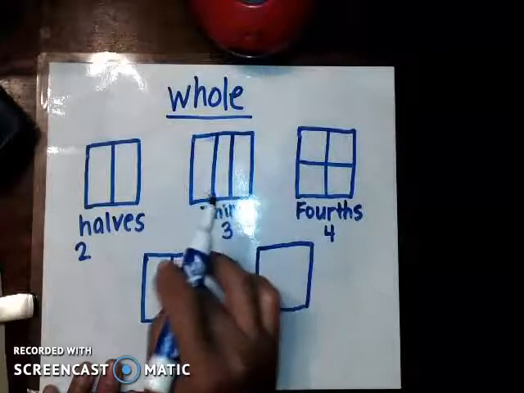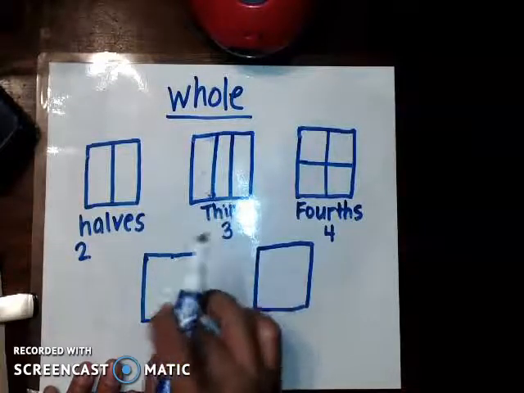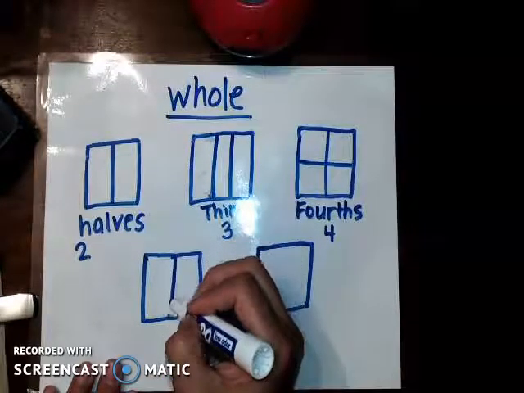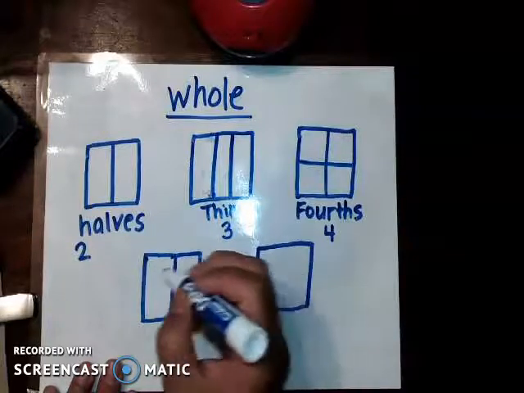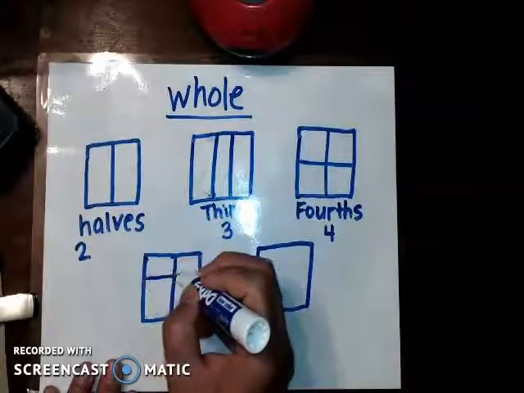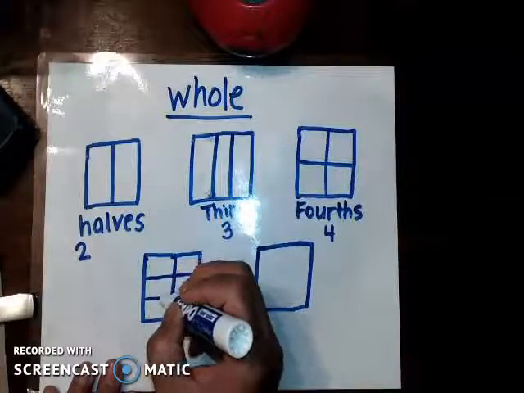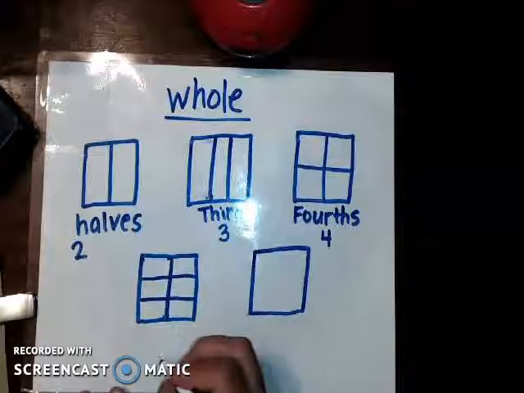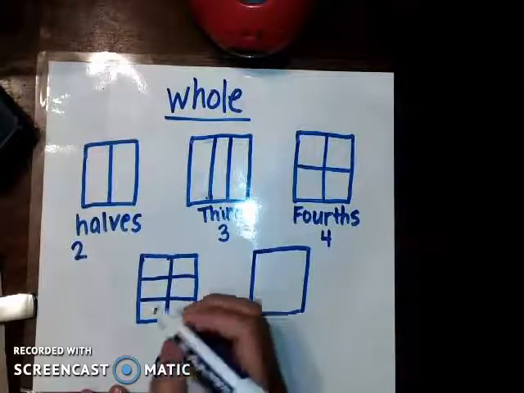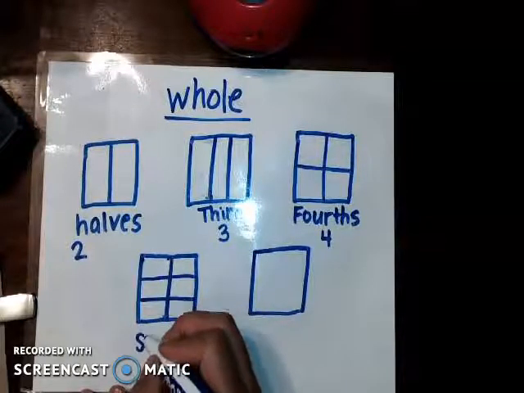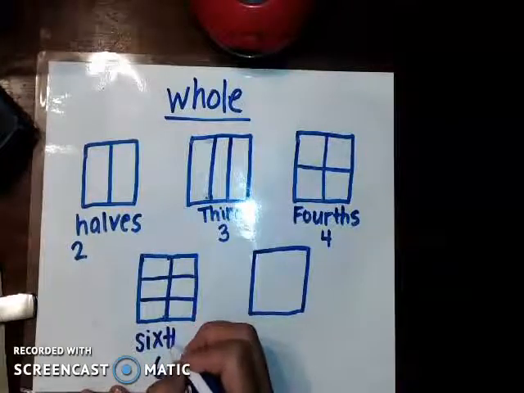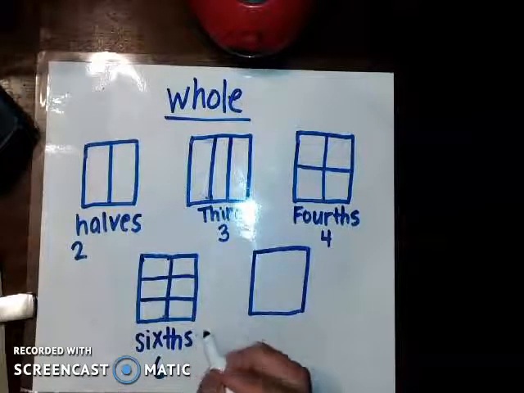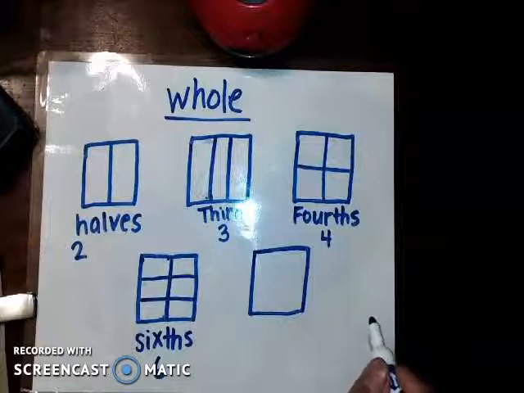Let's try to make that as equal as possible. So I'm going to split this in half, and then I'm going to draw 2 lines going across, as equal as you possibly can make them. I have how many equal parts, boys and girls? 6, right? So we call this sixths. Sixths. I know, it's a weird word to say, right?